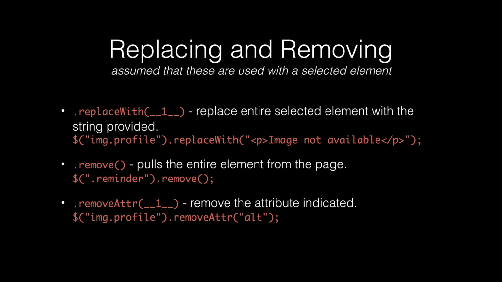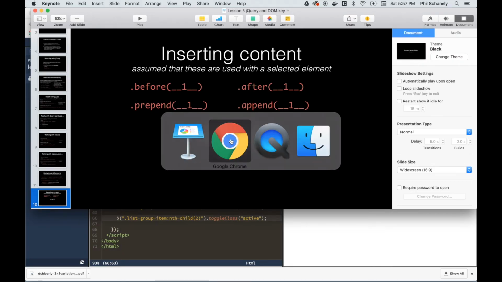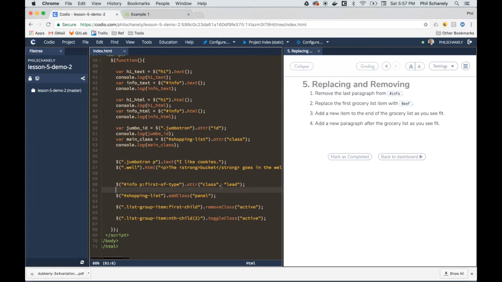So there are times where you want to replace, pull an item out and replace it with something. And there are times where you just want to plain pull it out. And then last of all, we can also remove a particular attribute. So in this case, we've selected the image with the class of profile and we've removed its alt attribute. Why in the world we would do that, I do not know. All right, so let's go take a peek and practice with each of these things.